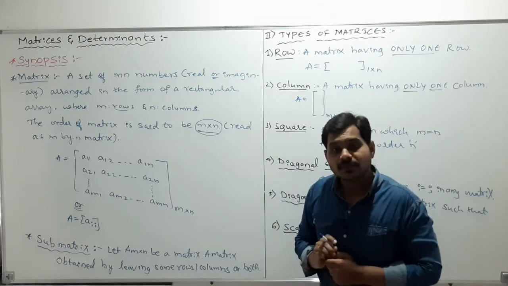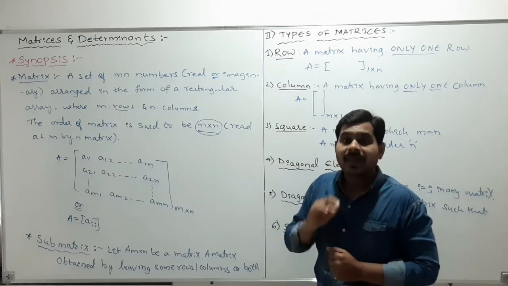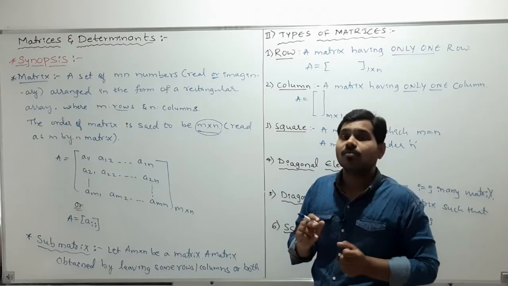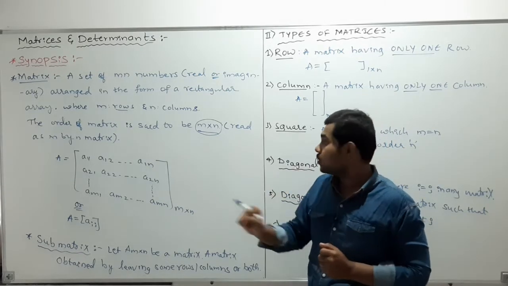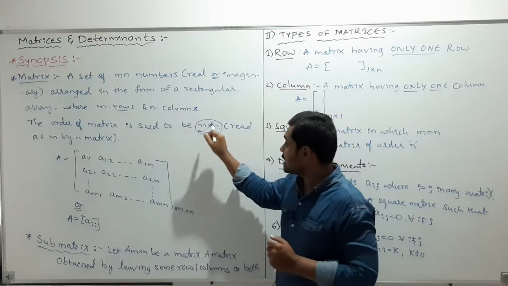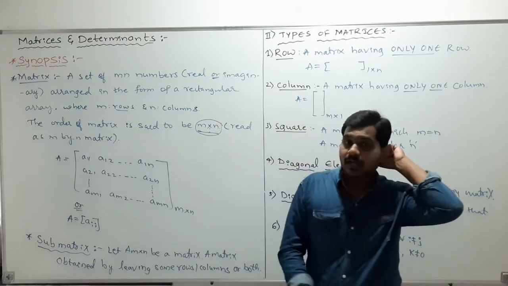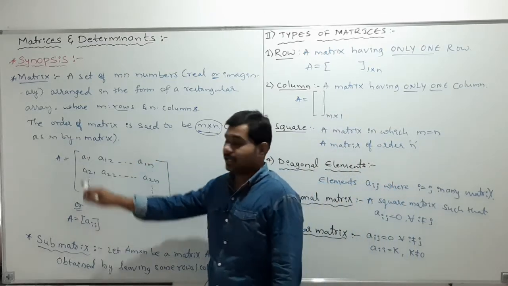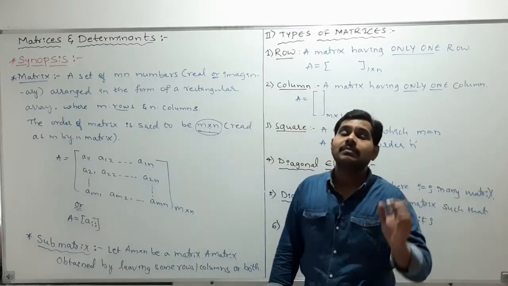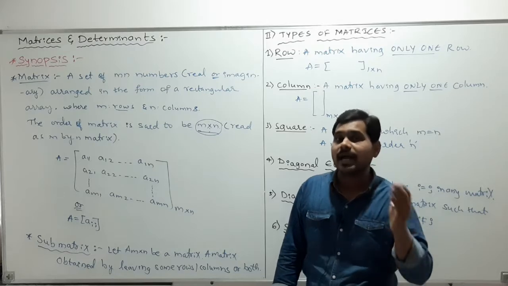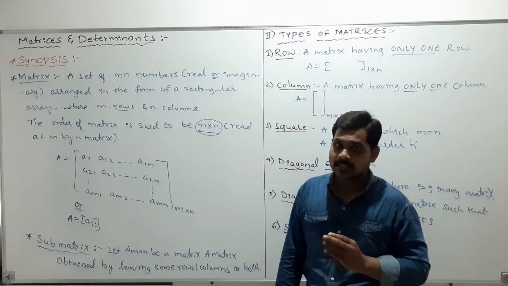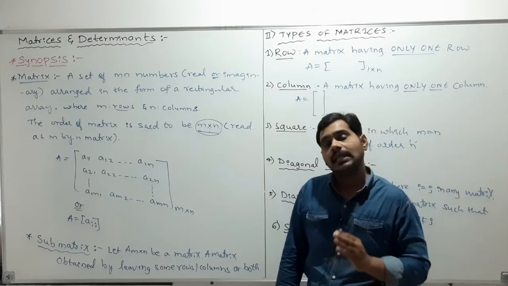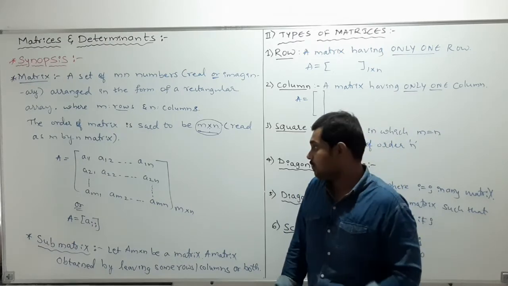So order of the matrix means we should count how many rows are there and how many columns are there, and then write in the form of row by column. Like this, that is the order of the given matrix. Clear? Read it as m by n. Remember, always m is rows and n is columns, and always we write rows first and then columns.